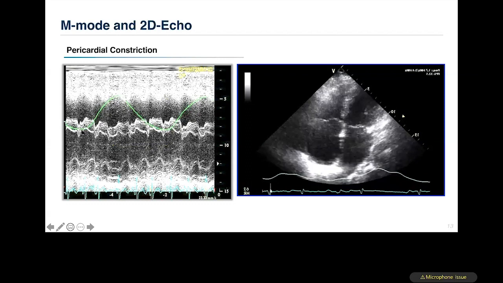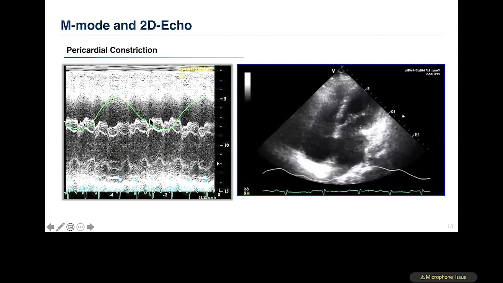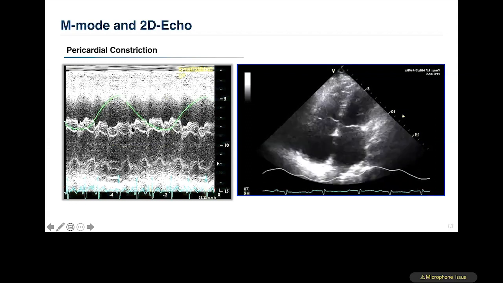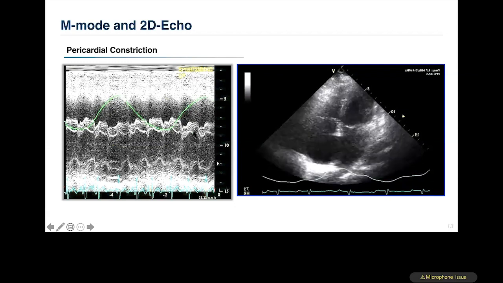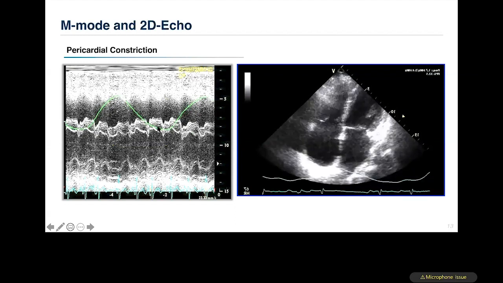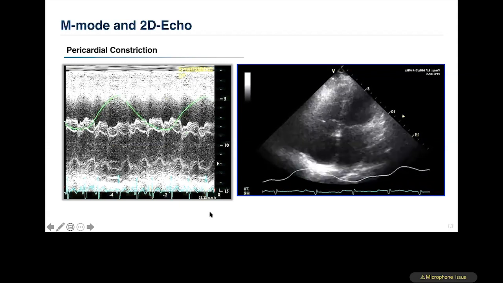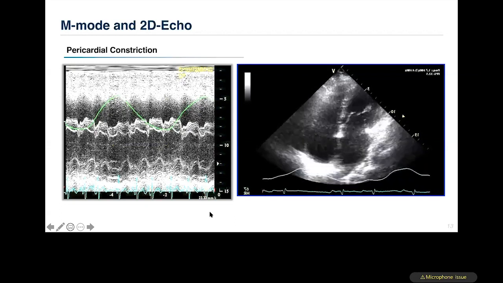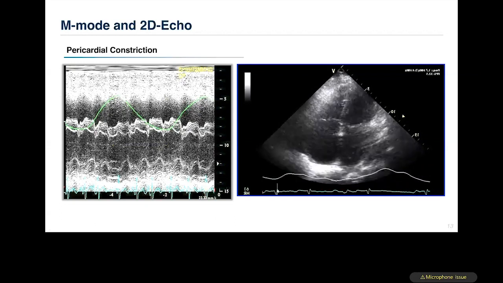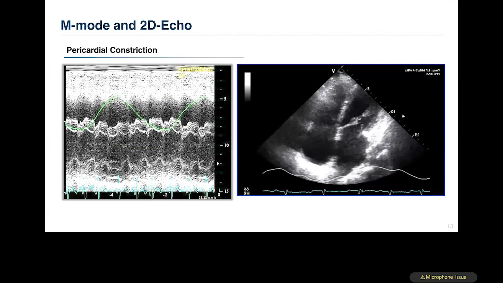Plus, in addition, the exaggerated interventricular interdependence that happens in the constrained environment of a fixed pericardial volume causes this back and forth shift of the septum. And this is a very important and classic sign to recognize in clinical practice for understanding constrictive pericarditis.